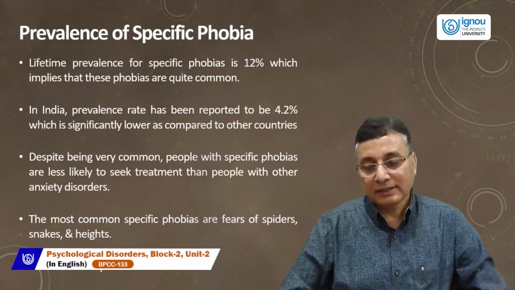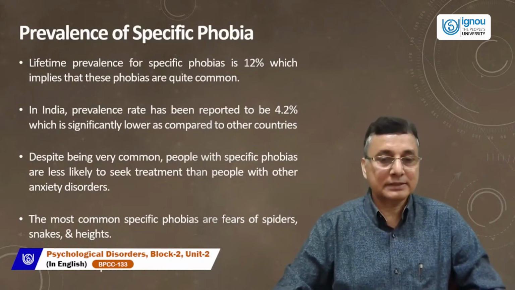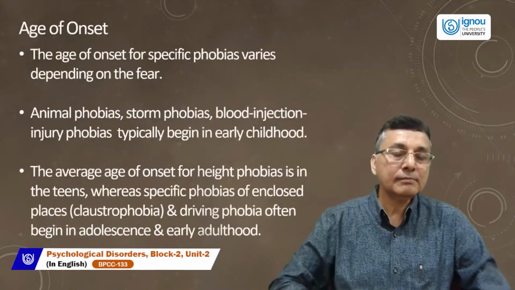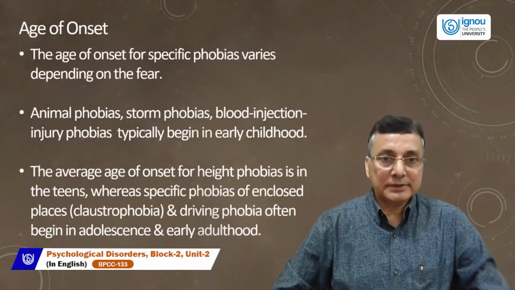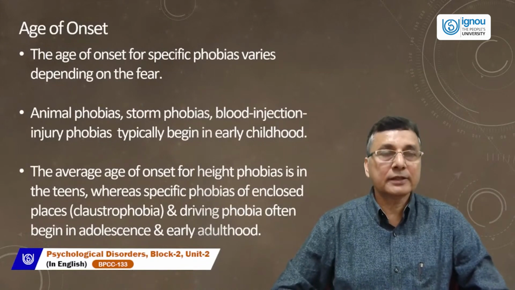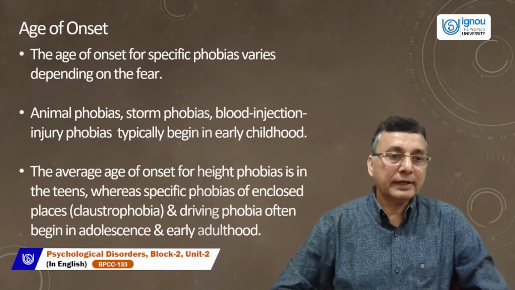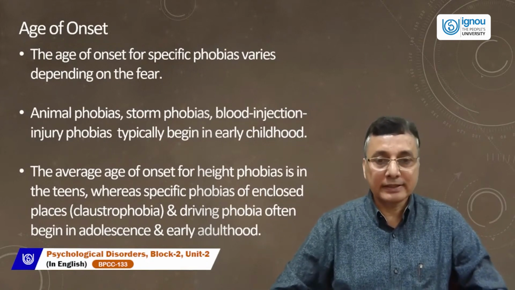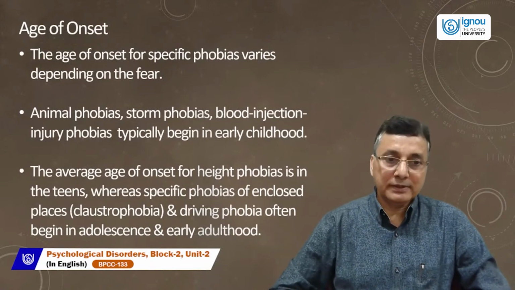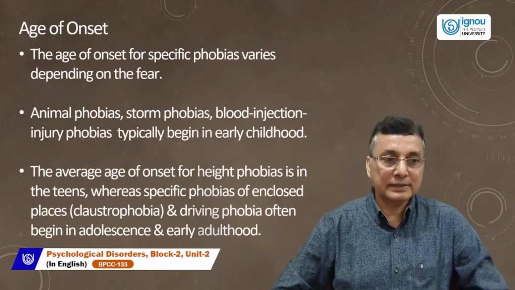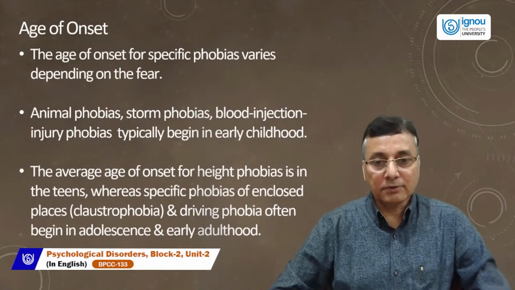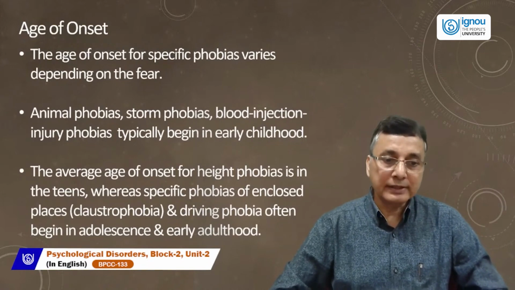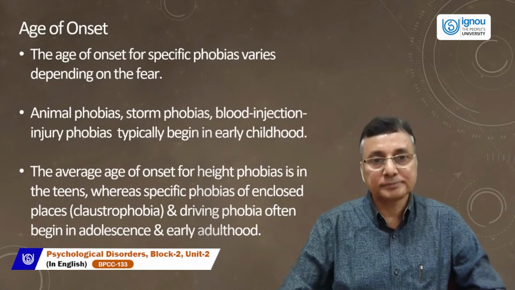So it means the one type of phobia seen in a particular culture may not be seen in another culture. The age of onset for specific phobias varies depending upon the type of the phobia. Animal phobia, storm phobia, blood injection injury phobias typically begin in early childhood, whereas the average age of onset for height phobias is in teens. And specific phobias of enclosed places, claustrophobia or driving phobia often begin in adolescence and early adulthood.